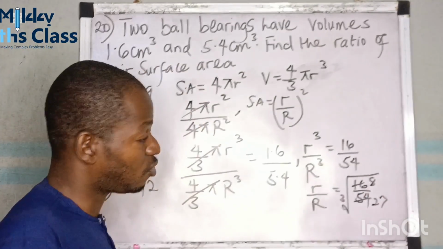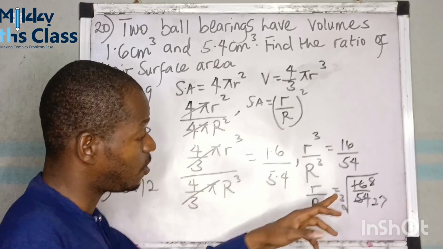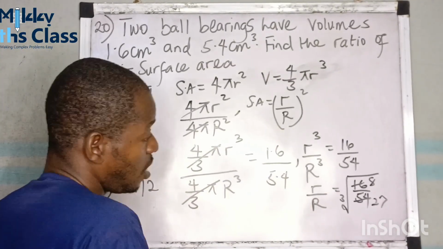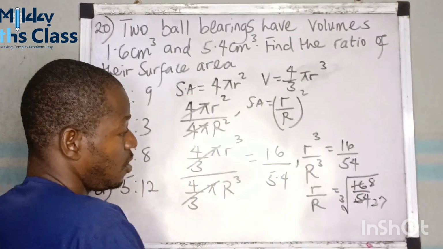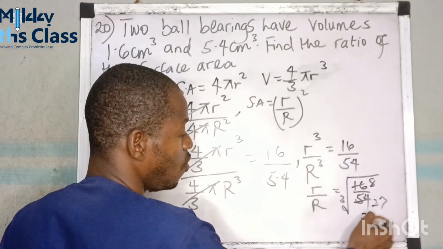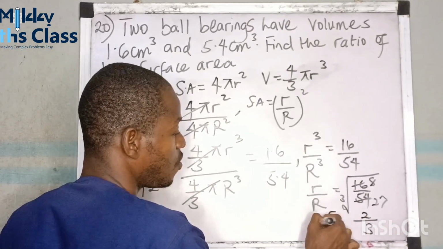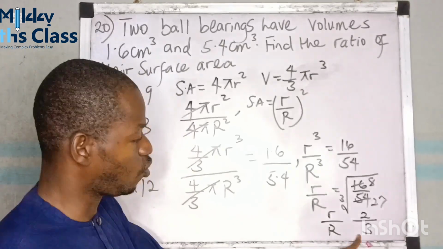So the cube root of 8, what's the number that multiplied 3 times will give me 8? That's 2. And for 27, 3 times 3 times 3 is 27. So that's 2 over 3. So our r over R is equal to 2 over 3.